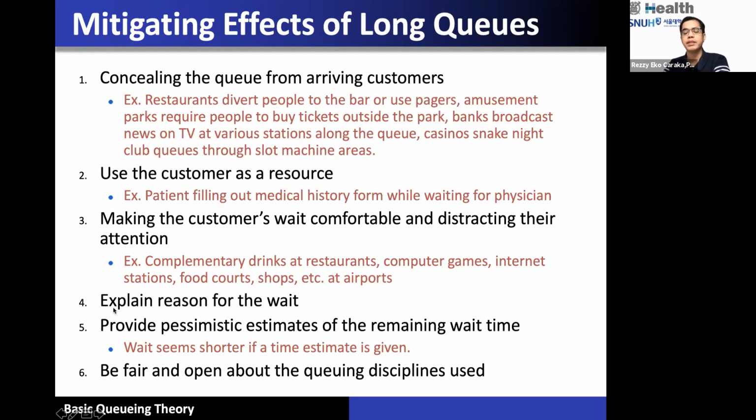Next, provide a pessimistic estimate of the remaining waiting time, because the wait seems shorter if a time estimate is given. And the last one is to be fair and open about the queue discipline used.